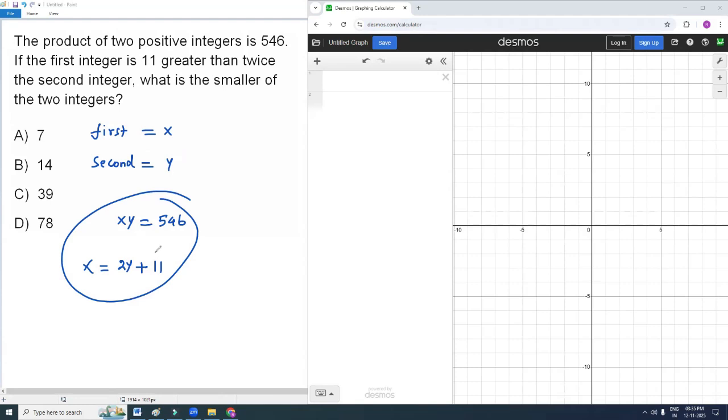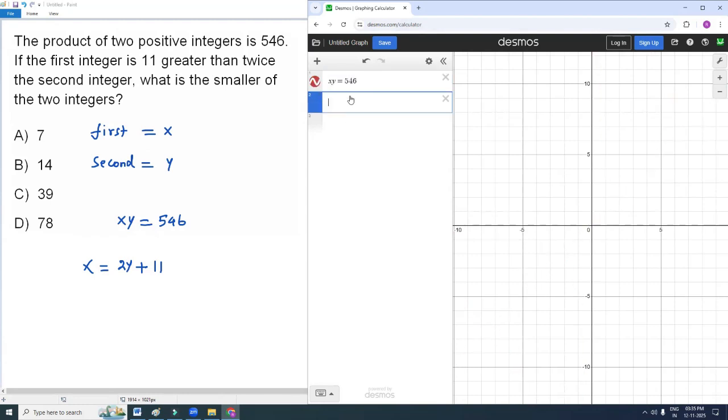Now we have to solve the system of two equations using Desmos for x and y. Okay, now let me take these two equations as input in Desmos. So that is xy equals 546, and the second equation is x equals 2y plus 11.